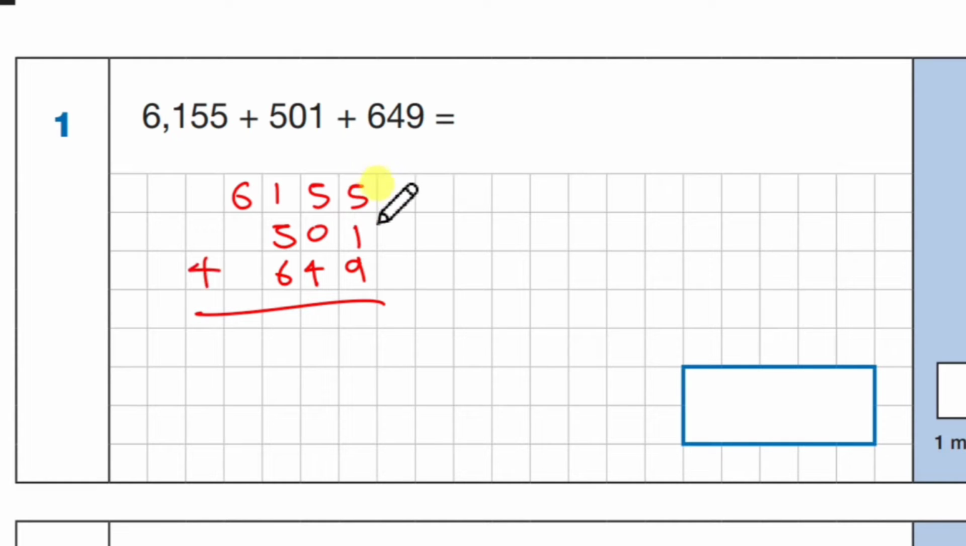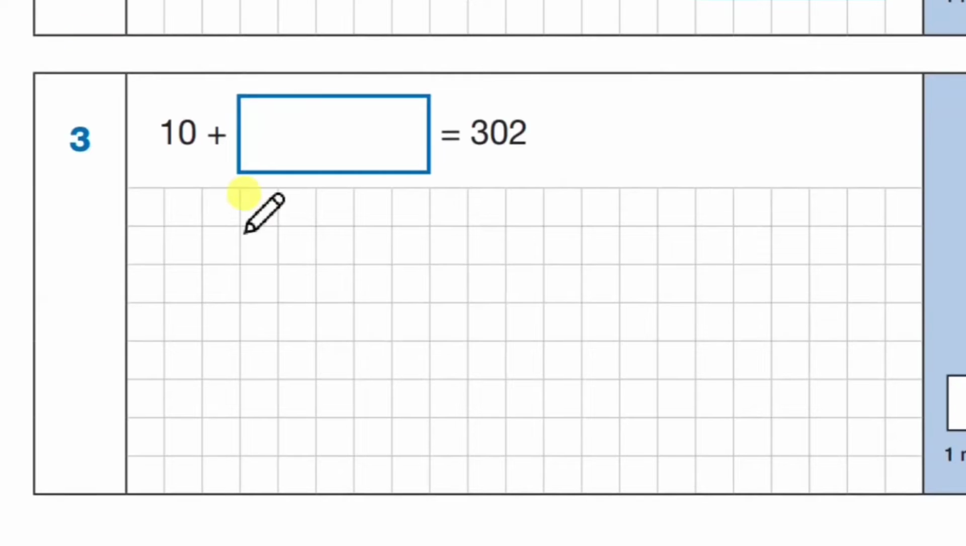So we got 5 add 1 is 6, and then 6 add 9 should give us 15. So you got 5, carry the 1, and you can just do 1 and 5 is 6, plus the 4 gives us 10, then carry the 1, and you got 1 and 1 is 2, 2 add 5 is 7, 7 add 6 is 13, so 3, carry the 1, and lastly 1 add 6 gives us 7.